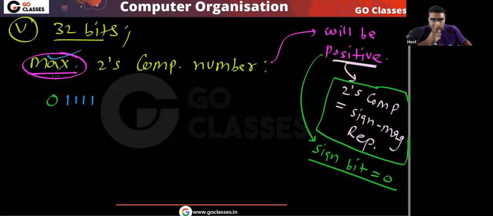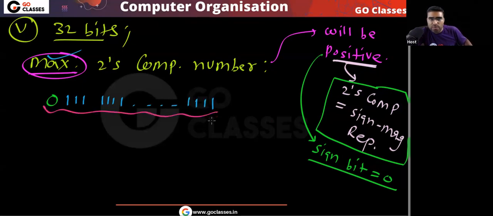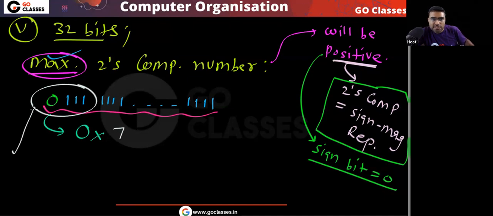Is this clear? Now just put all ones. This is your maximum 2's complement number in 32 bits. The sign bit will be 0, and the remaining will all be ones. Now tell me, in hexadecimal, what can I write for the same number? In hexadecimal, this is basically 7, then FF.